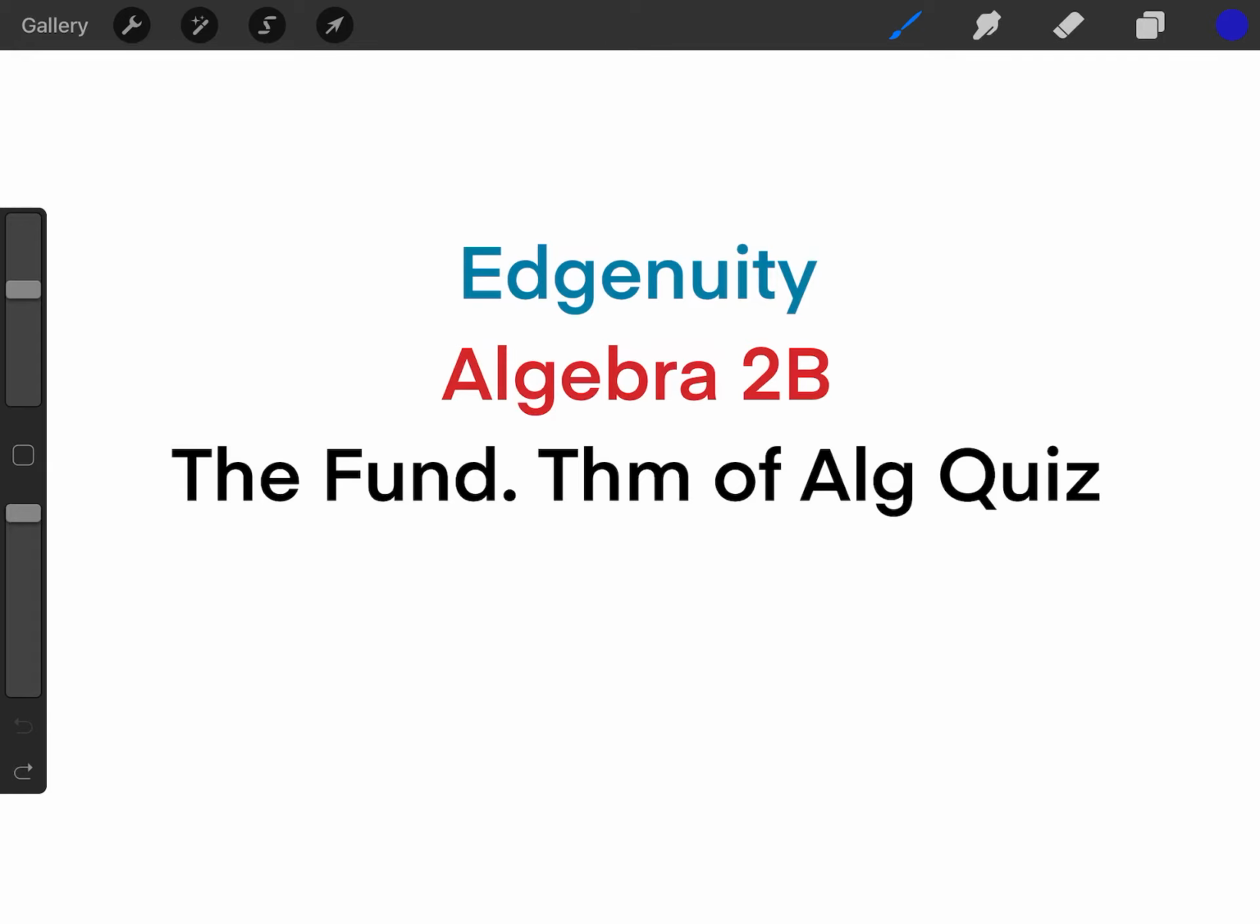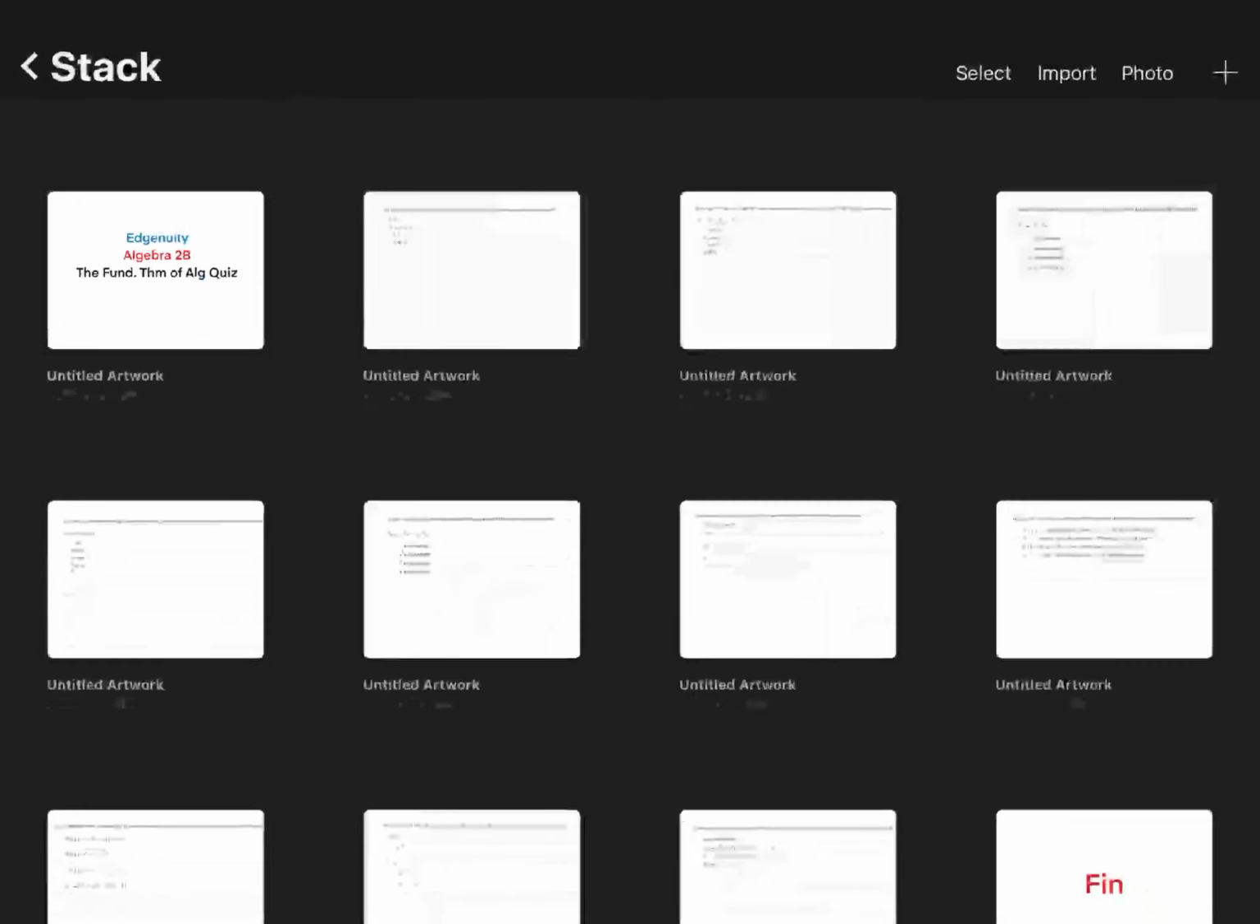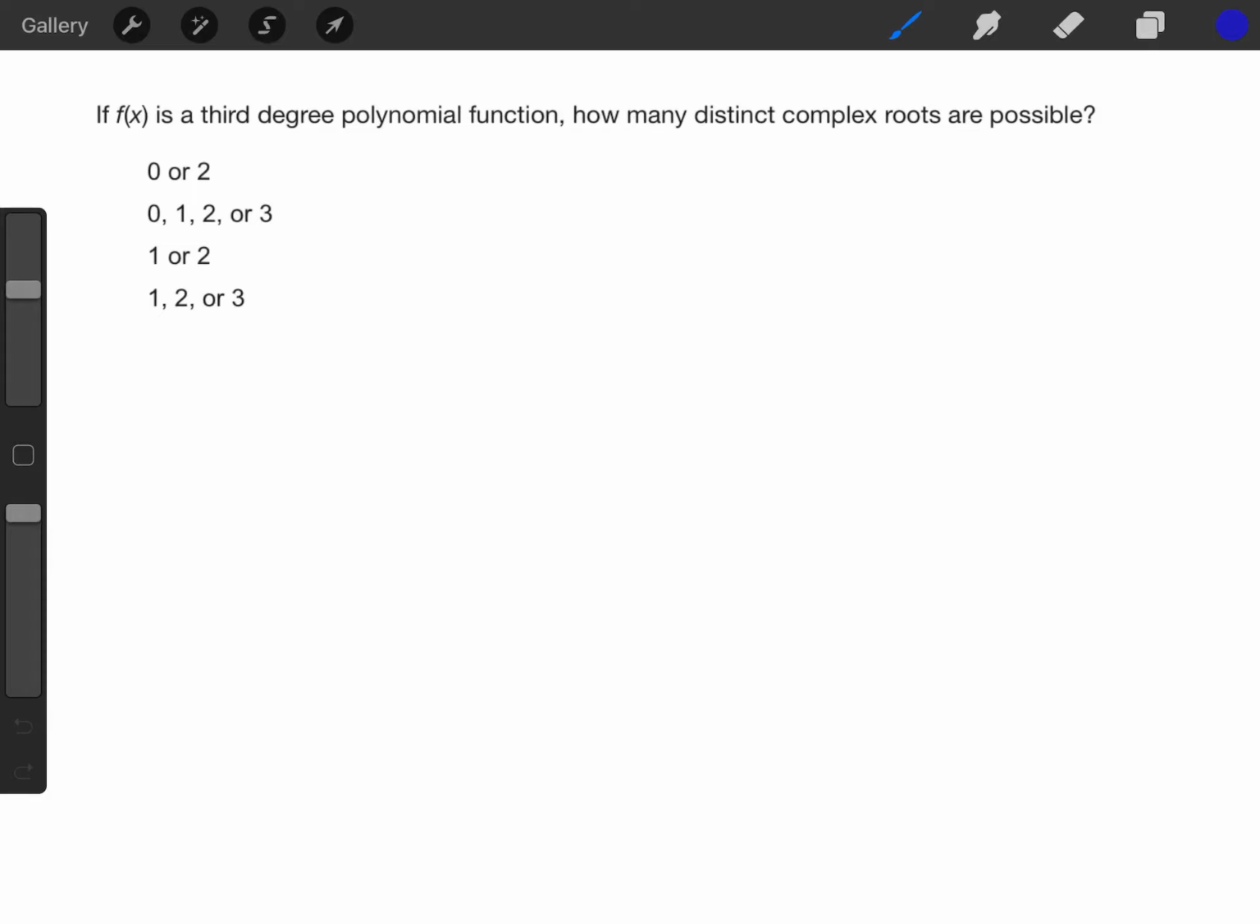Alright, this is Edgenuity, Algebra 2B, the fundamental theorem of algebra quiz. So let's get started. I just found out that my questions are going to be different than yours, but you can use mine as a reference.